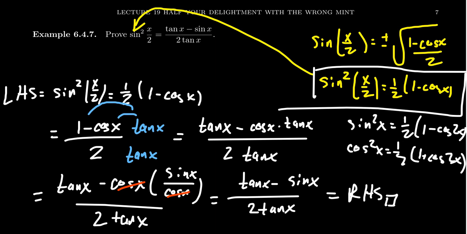These versions of the half-angle identities are going to be probably much more useful for you when you're proving other identities themselves and other calculations as well. So be aware there are multiple versions of the half-angle identity. And that brings us to the end of lecture 19 about the half-angle identity.